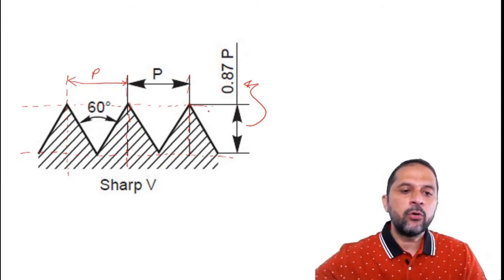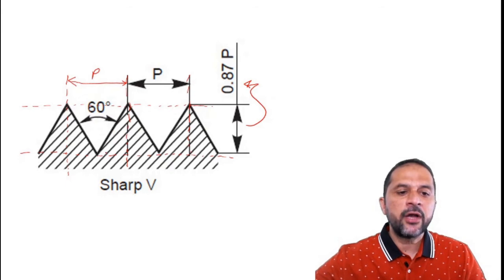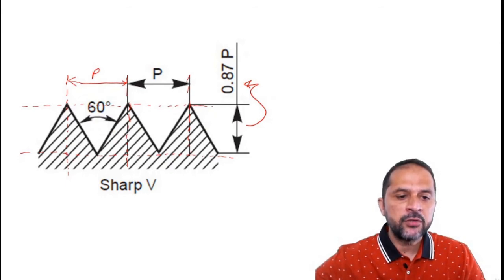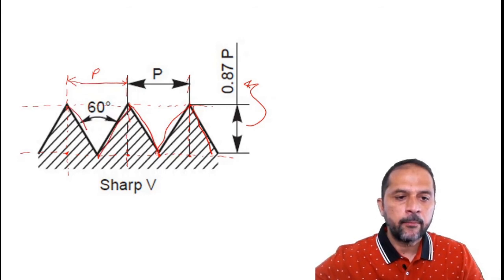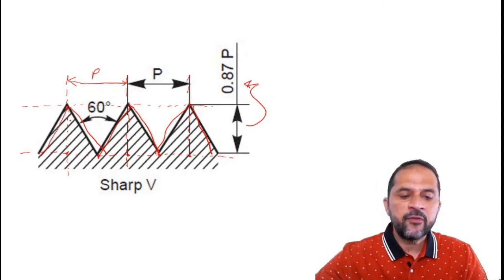Then in order to draw this 60 degree angle, we can mark the midpoint of these two points. This is the midpoint. Similarly, for these two points, the midpoint is this one. Then we simply join these points, the midpoint to the top point. In this way the sharp V can be drawn.